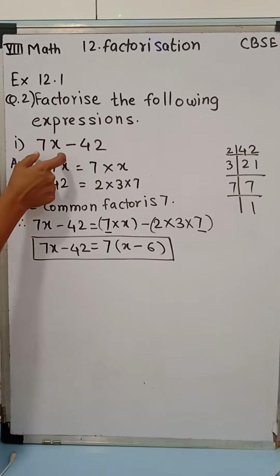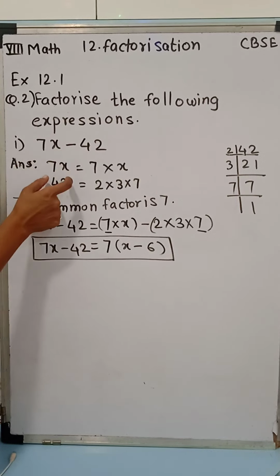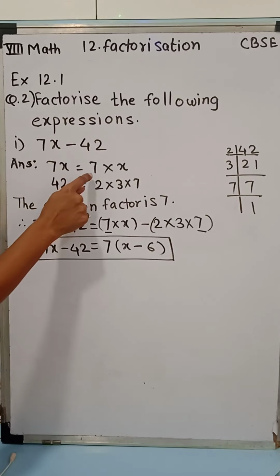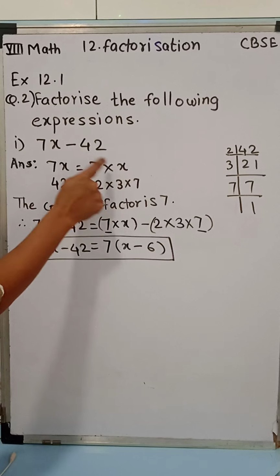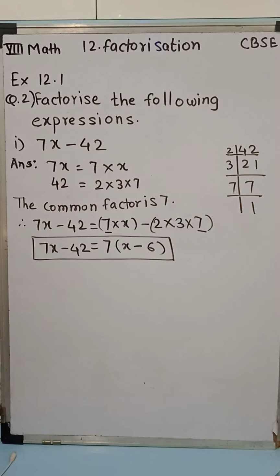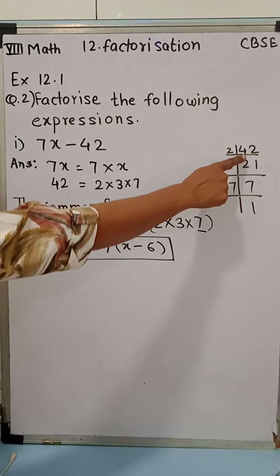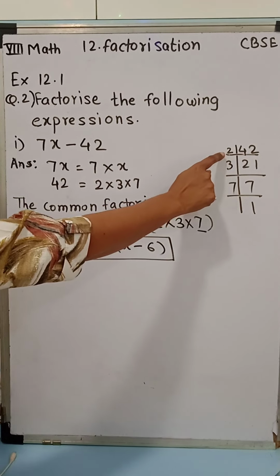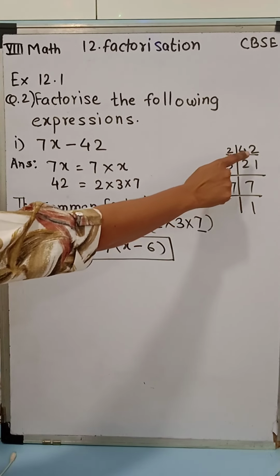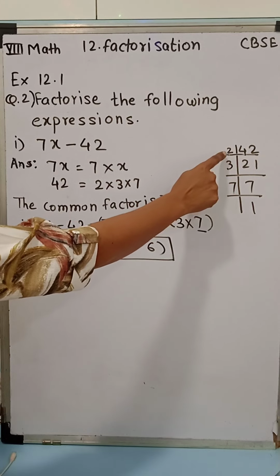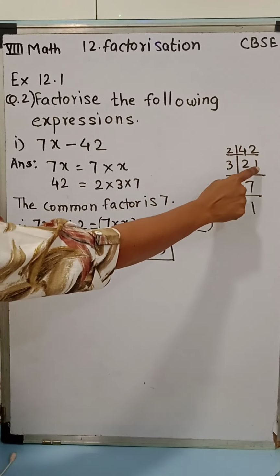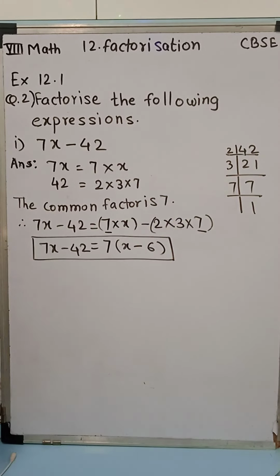So first of all, we need to factor out each of the terms. 7x can be factored as 7 into x. Now 42 is a constant number, and we need to factorize it. As 42 is an even number, it can be divided by 2. So 21 twos are 42, or vice versa. 2 twos are 4 and 2 ones are 2. We got the answer 21.